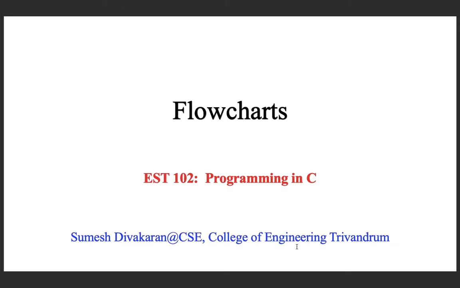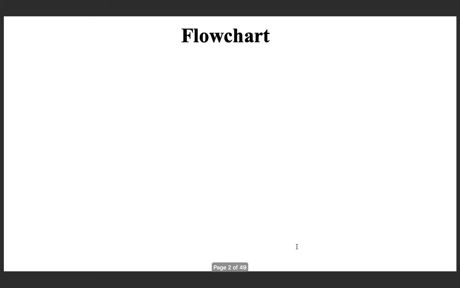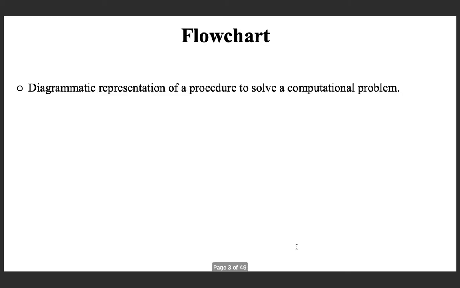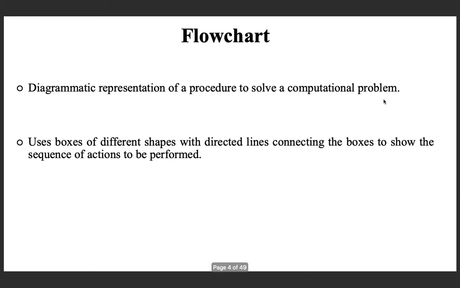So, today the agenda is to discuss about flowcharts. So, we need to define what a flowchart is. A flowchart is a diagrammatic representation of a procedure to solve a computational problem. So, it is a diagrammatic representation of a procedure. A step-by-step procedure is what is called an algorithm, and a diagrammatic representation is what is called a flowchart.